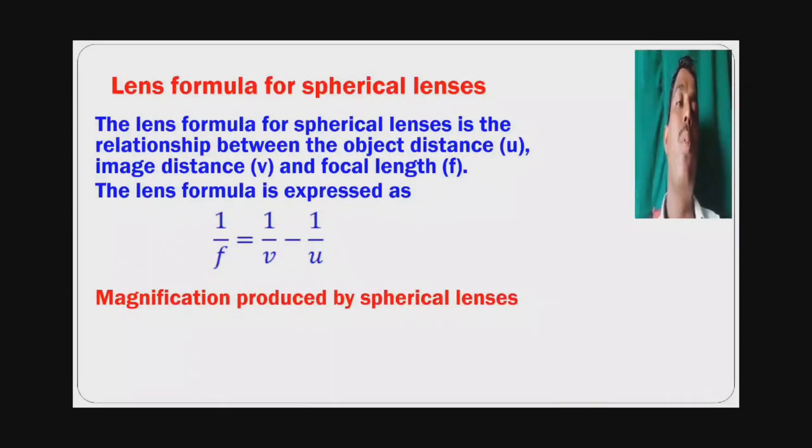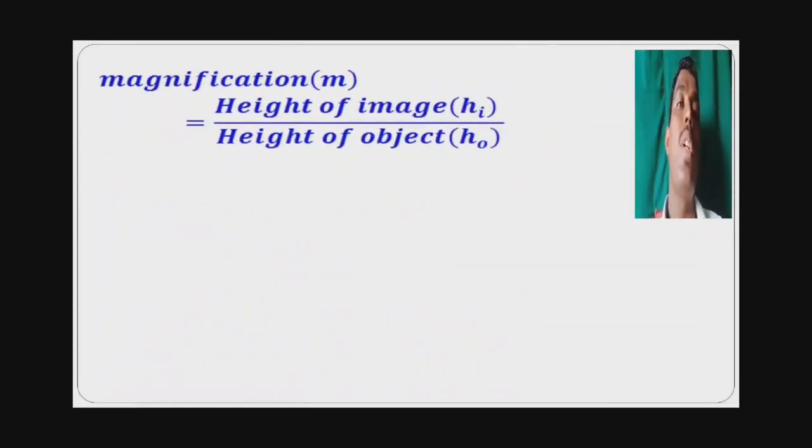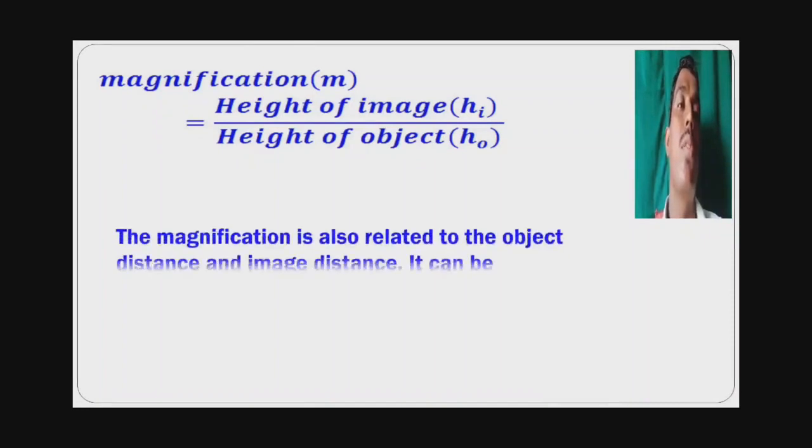Magnification produced by spherical lenses. Magnification for spherical lenses is the ratio of the height of the image to the height of the object. Magnification, small m, is equal to the height of the image, hi, by the height of the object.